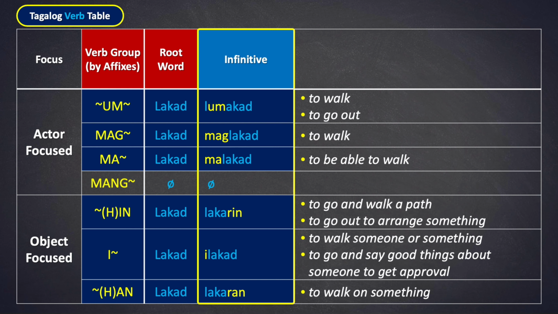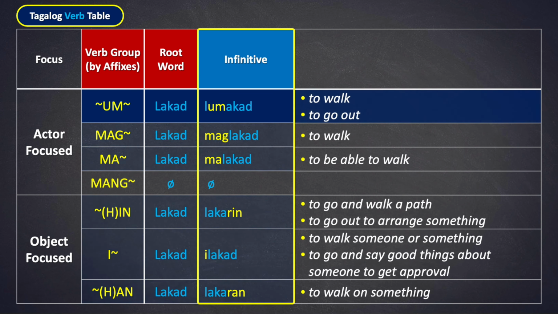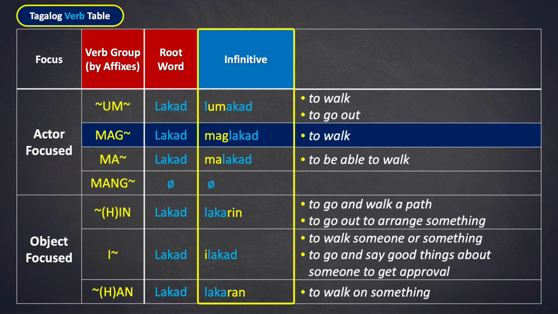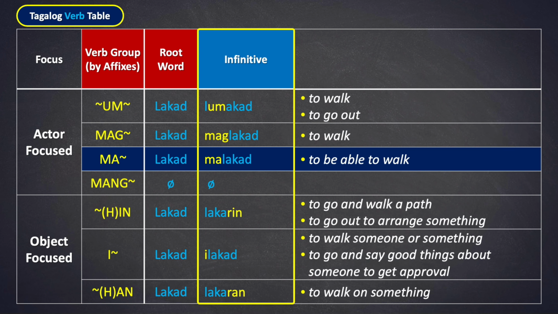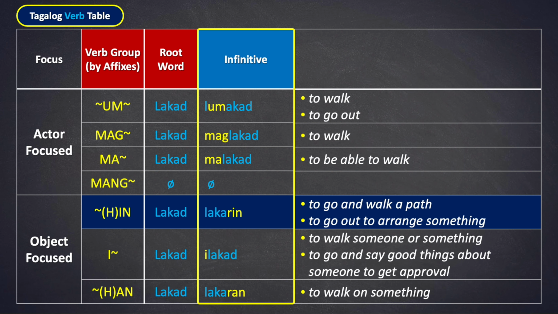The many versions of the verb to walk in Tagalog are LUMAKAD, to walk. It also means to go out. MAGLAKAD, to walk. MALAKAD, to be able to walk. LAKARIN, to go and walk along a path. It also means to go out to arrange something.